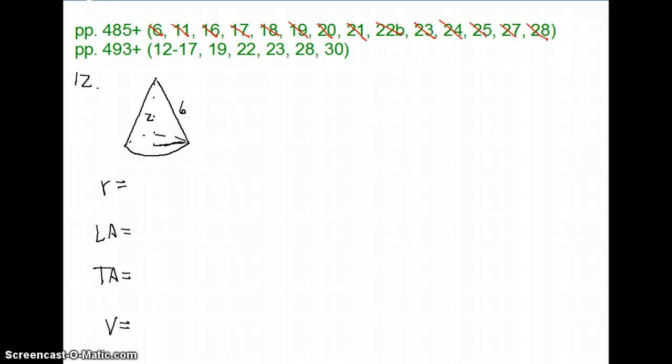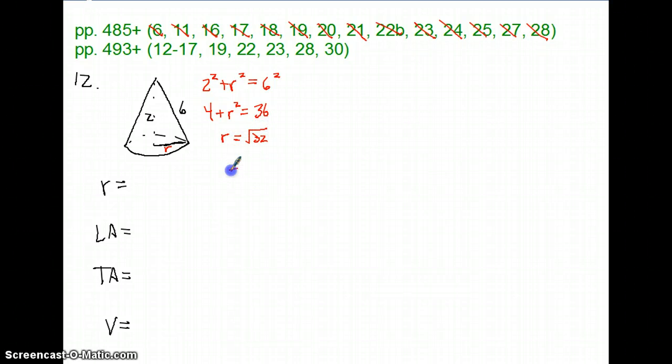Okay, I'm actually on to the 12-3 questions now. This is number 12 on page 493. All right, it gave me the height and the slant height. This is a really bad drawing. That's 2, that's 6. We're supposed to find all these other things about this cone. Radius here is in a right triangle with the 2 and the 6, so 2 squared plus r squared equals 36. So 36 minus 4 is r squared. So r is the square root of 32.